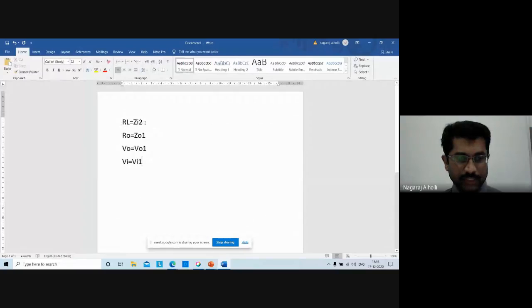In that formula, just substitute this. Wherever there is RL, substitute Zi2. Wherever there is R naught, substitute Z01. Wherever it is V naught, substitute V01. Wherever it is Vi, substitute Vi1. Okay. So what will be the formula then? AVL is equal to V naught 1 by Vi1, that is equal to Zi2 into AVNL divided by Zi2 plus Z01.